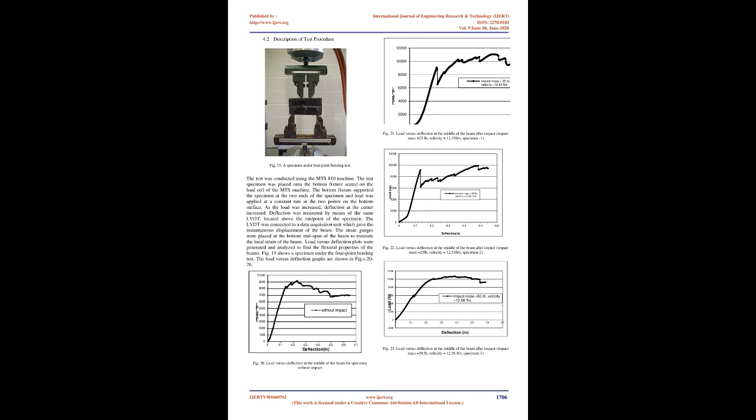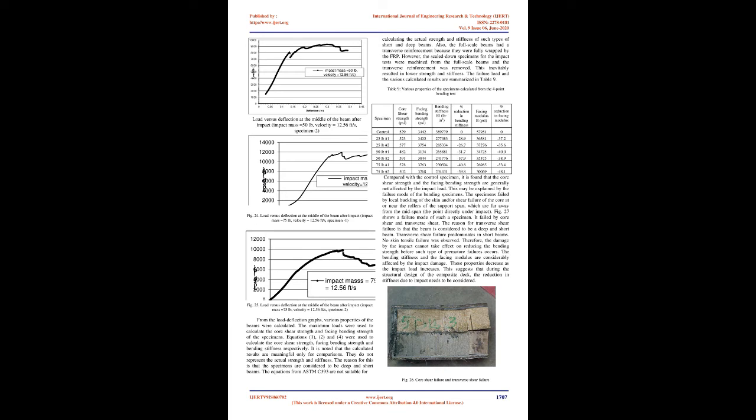7 specimens were tested under the 4-point bending load, 6 impact-damaged specimens and 1 undamaged control specimen. The impacted skin was in the compressive zone. The test was conducted using the MTS 810 machine. The test specimen was placed onto the bottom fixture seated on the load cell of the MTS machine. The bottom fixture supported the specimen at the two ends of the specimen and load was applied at a constant rate at the 2 points on the bottom surface.